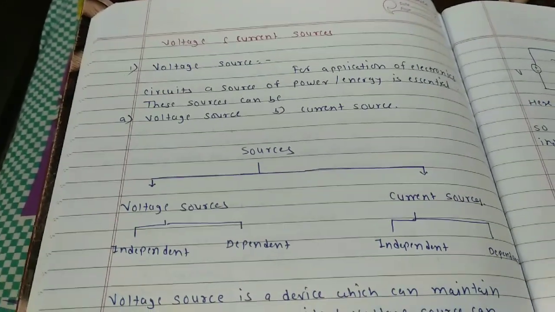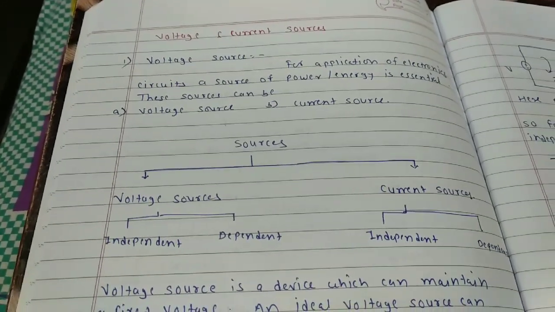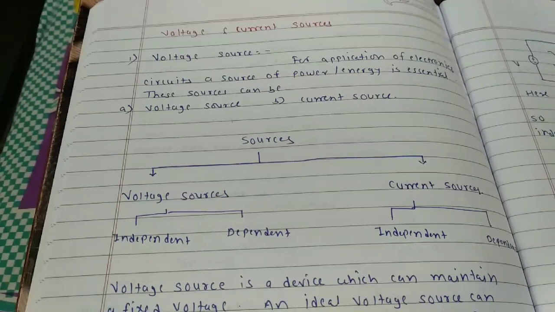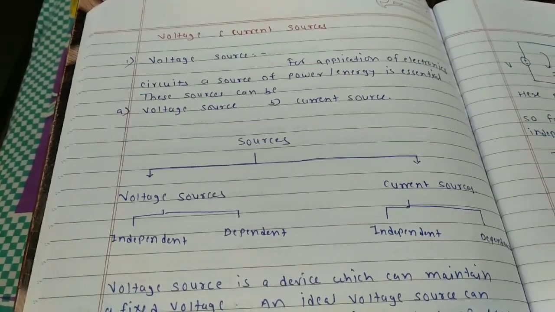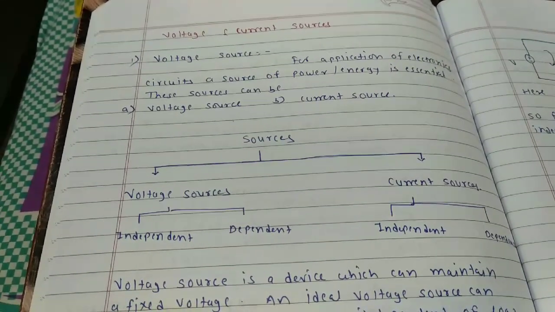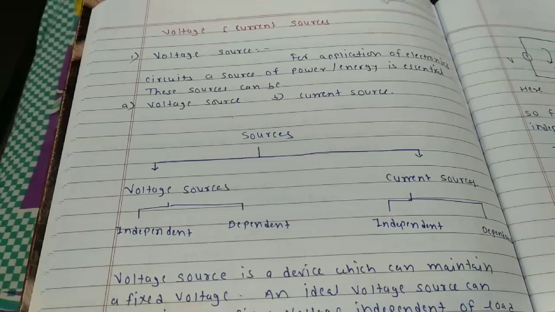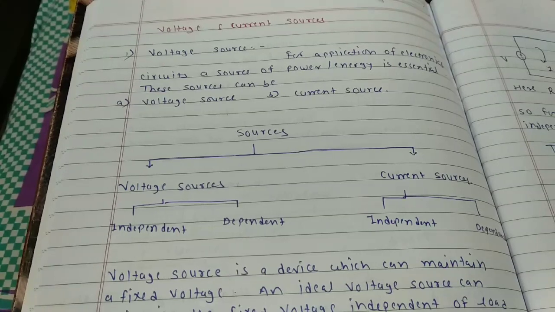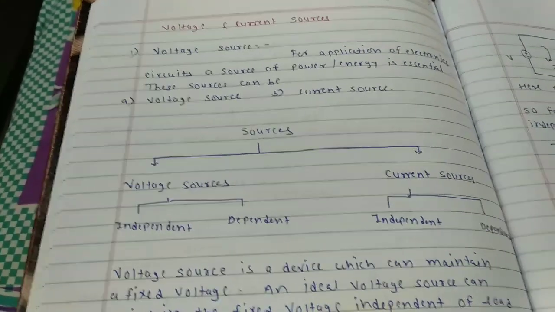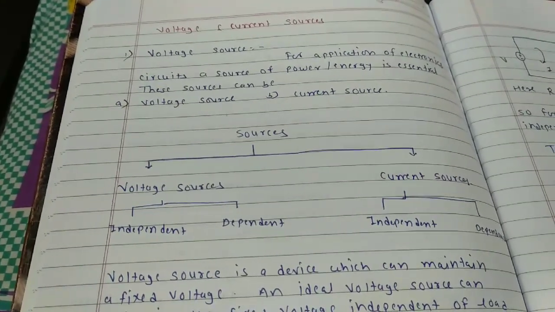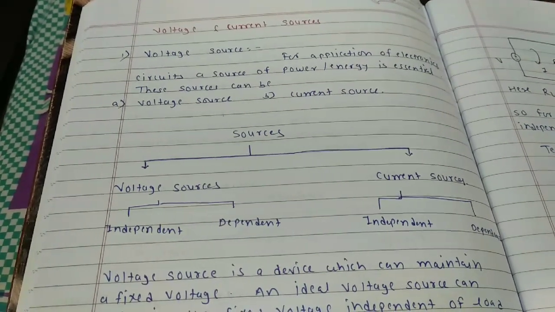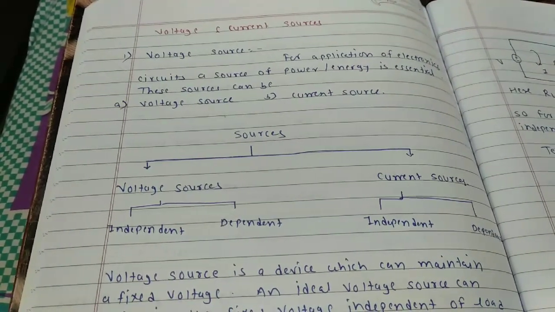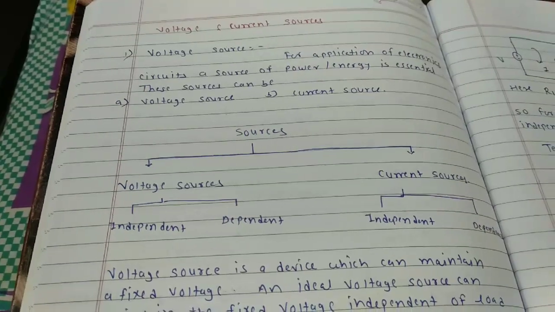So now we will see two different things, voltage and current sources. We know that for any operation, for any circuit, a source is required. That source can be a voltage source or a current source. First we will see what a voltage source is, then we will go for the current source. For application of electronic circuits, a source of power or energy is essential, and that source can be a voltage source or current source.